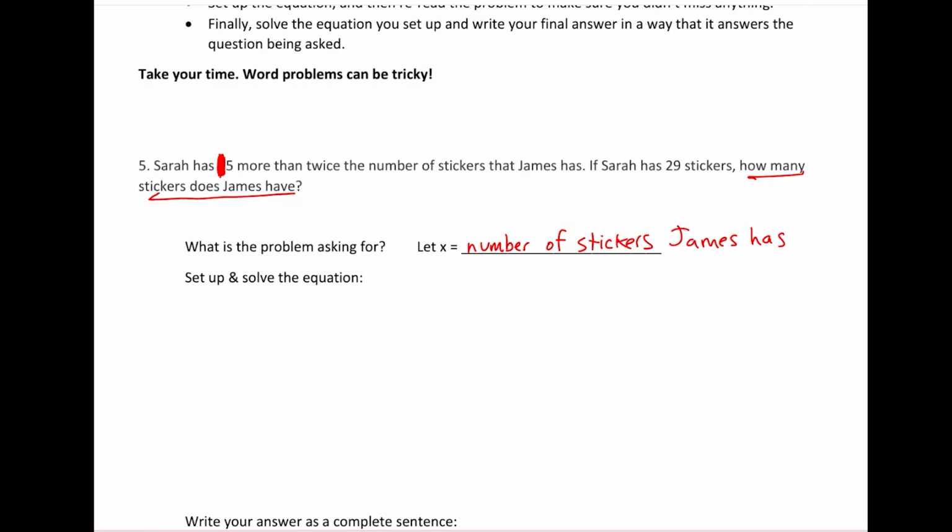So let's try to set up this equation. It says Sarah has 5 more. So this 5 more than means we're going to add 5 to whatever comes next. Twice the number of stickers that James has. Well, the number of stickers that James has, that's our x. So it's going to be twice x. So 5 more than twice the number of stickers. So this is twice the number of stickers James has. 5 more of that, 5 more than that. And then it says Sarah has 29 stickers. So that should equal 29.